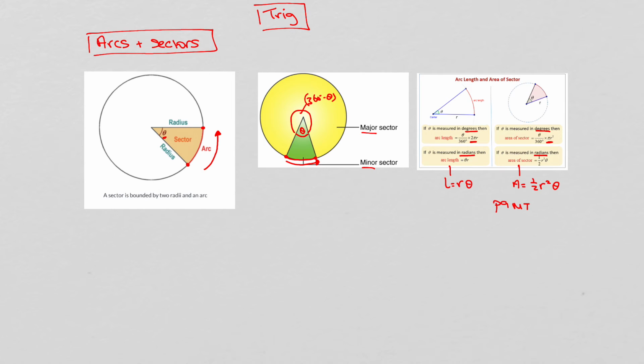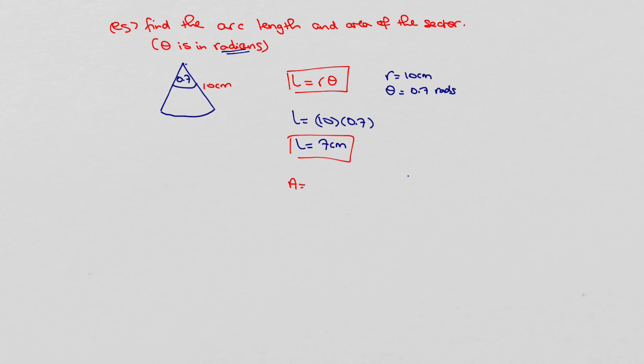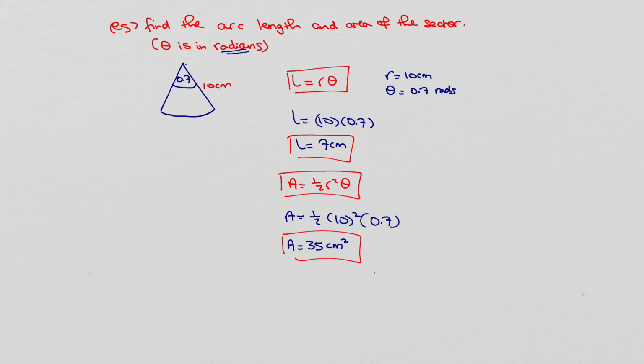And then to find the area, if we go to page 9 in our maths tables, if we're looking for the area of our sector, it's a half r squared theta when the angle, I should say, is in radians. So if we're subbing in our radius, it's 10. If we're subbing in our angle, it's 0.7. And therefore that gives us 35 centimetres squared. So again, it's important to remember your units.